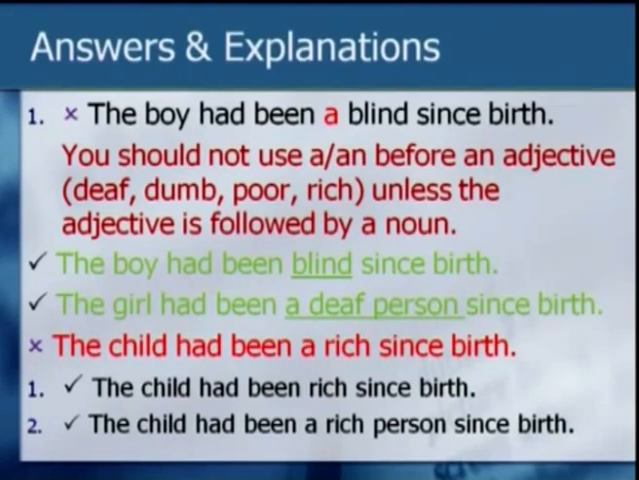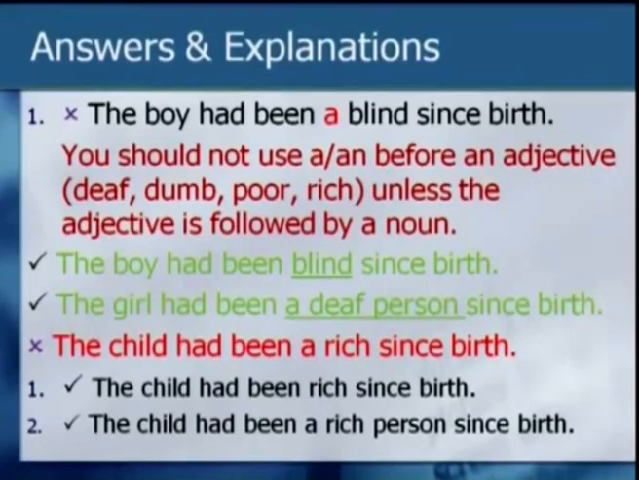Now I also said that unless the adjective is followed by a noun. Look at the other sentence. The girl had been a deaf person since birth. Here we are using the article a before the adjective deaf, but the noun person is there. So if the adjective is followed by a noun like person, then you can use a. So a deaf person, a dumb person, a poor person, a rich man, a rich woman, that is acceptable. But without the qualifying noun, the adjective will not take the article. So that is the rule, so keep that in mind.